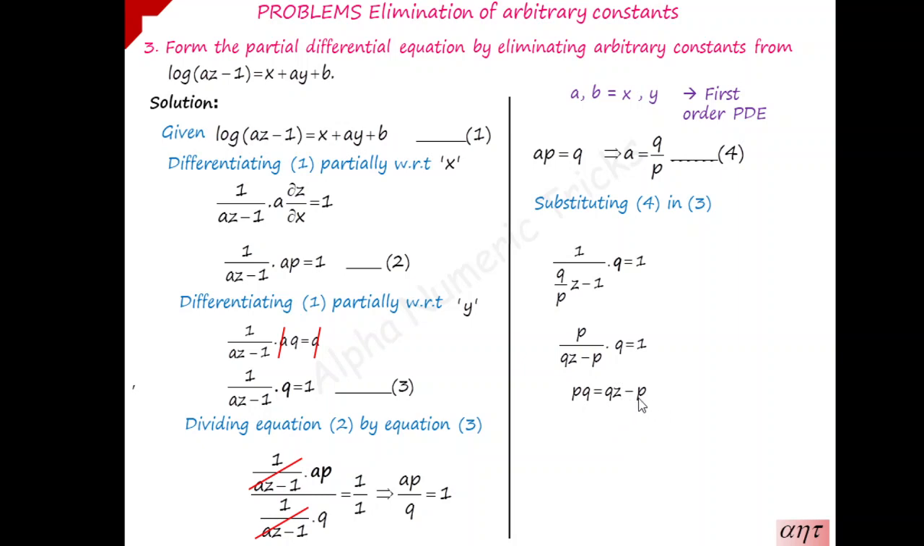Again simplifying, you have to take this minus P to the left hand side. So it becomes plus P, PQ plus P is equal to QZ. Here which is common in these terms? P is common, so take it outside. P into Q plus 1 is equal to QZ, which is the required partial differential equation. Now we will see the next problem.